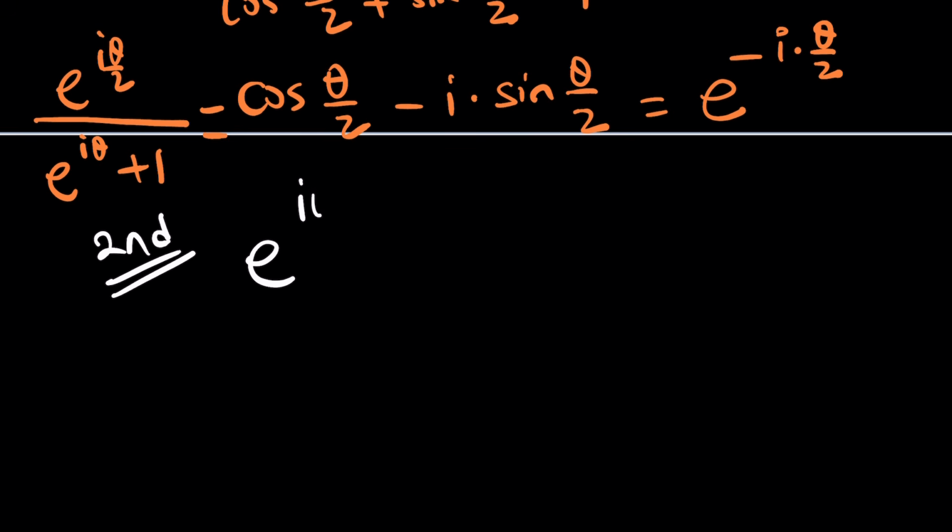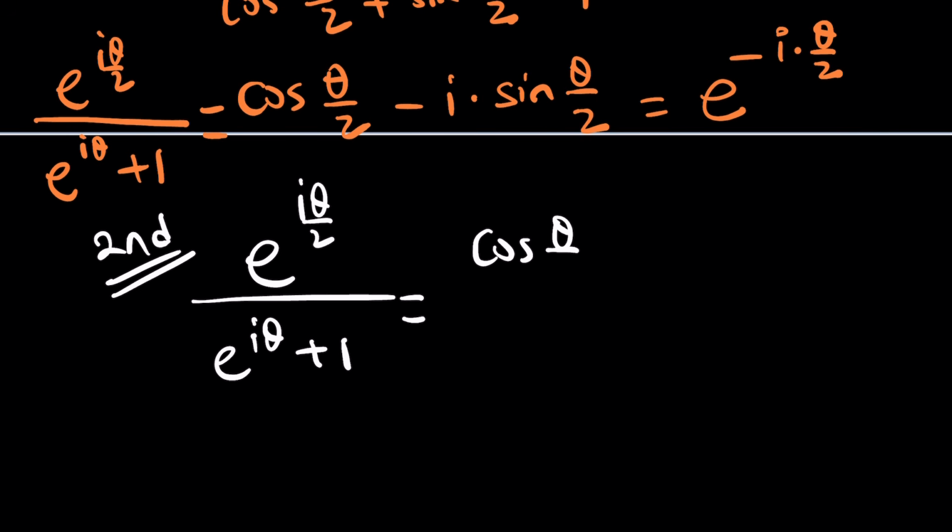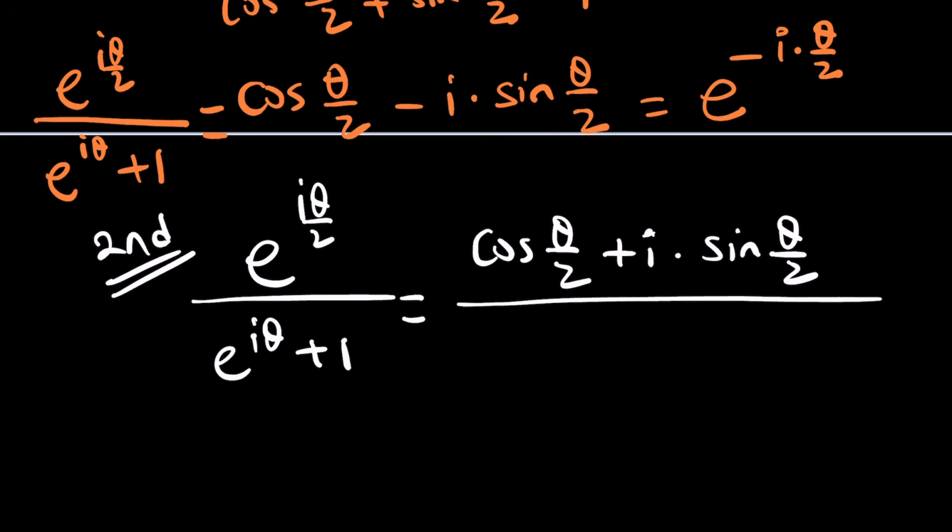So I'm going to start with this, and why not use Euler's formula right away, right? So turn this into cosine theta over 2 plus i times sine theta over 2. And then divide it by cosine theta plus i sine theta, which is e to the i theta by Euler's formula, plus 1. Now, here's the million-dollar question. How do you take care of plus 1 here? How do you handle that, right?